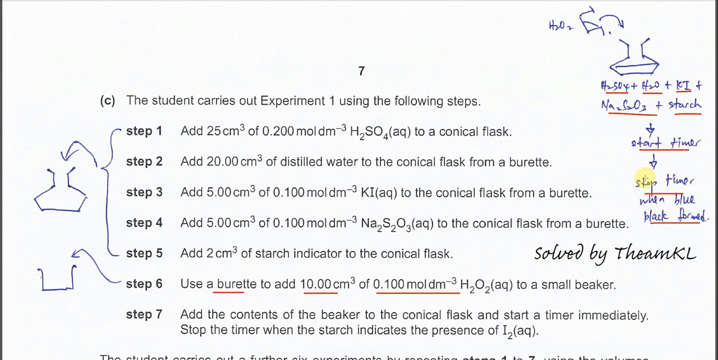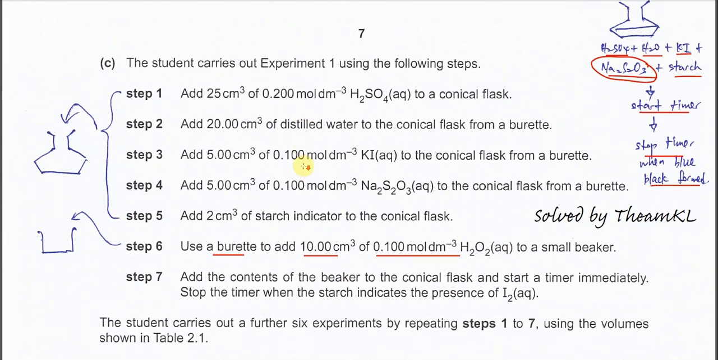The blue-black will not form at first because this mixture has thiosulfate. The thiosulfate will delay the formation of blue-black. Once the thiosulfate is finished, then the blue-black will form because the iodine will combine with the starch to form the complex. Right, so this is how the reaction works.